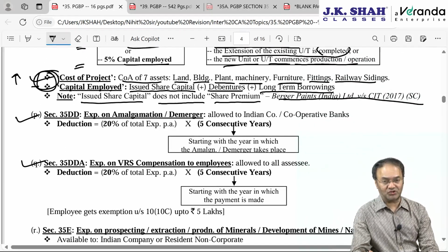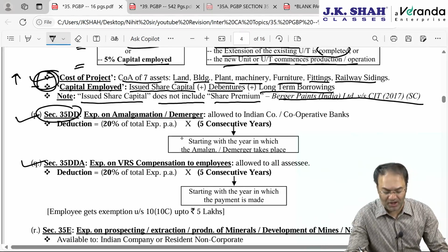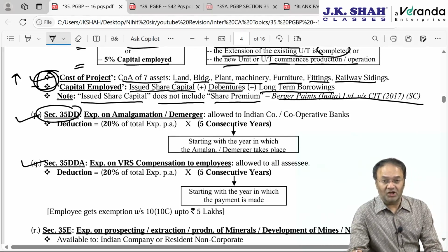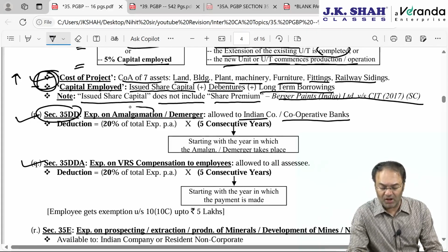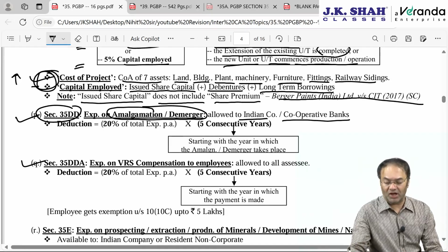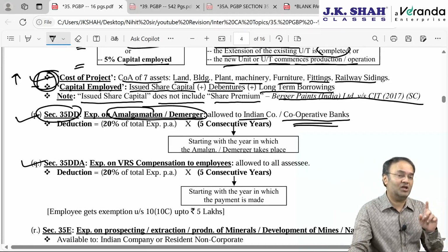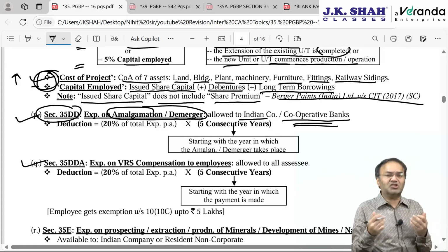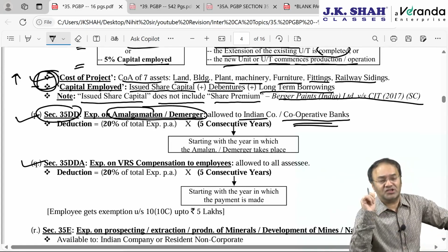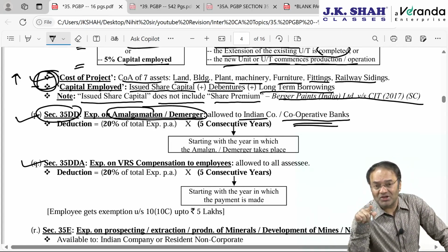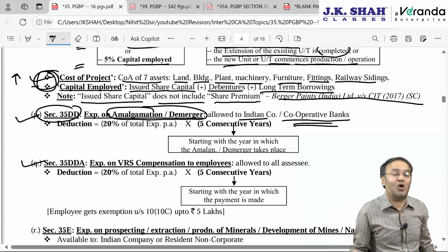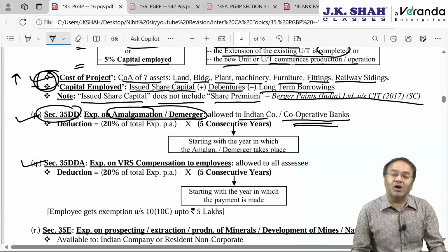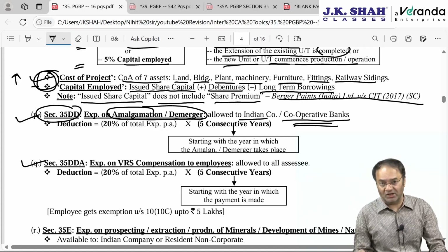35DD and 35DDA are also interesting. 35DD is very simple: expenditure on amalgamation or demerger. Here deduction, just like section 35D, is allowed to an Indian company or cooperative bank. There can be amalgamation or demerger of only companies or at the max cooperative banks, not all cooperative societies, only cooperative banks, which is called business reorganization. Here, understand very clearly, there cannot be amalgamation or demerger of individuals. If two individuals amalgamate with each other, that can be called a marriage. If they separate from each other, then not demerger, it can be called a divorce. Amalgamation can be only of two companies or at the max cooperative banks.